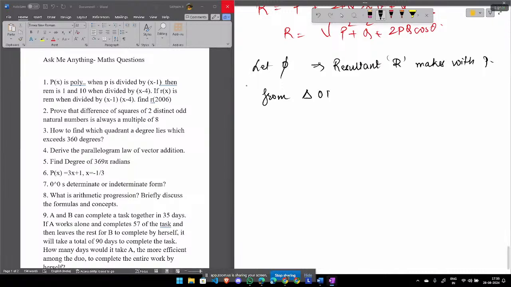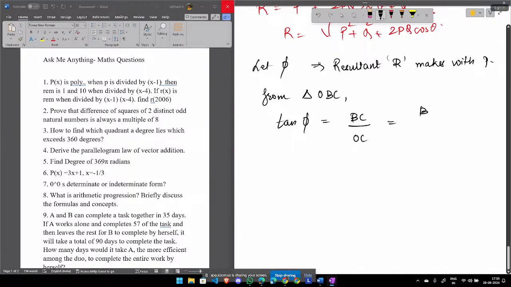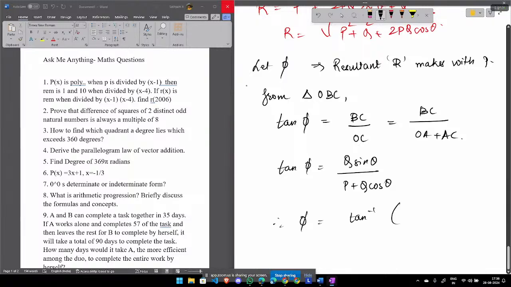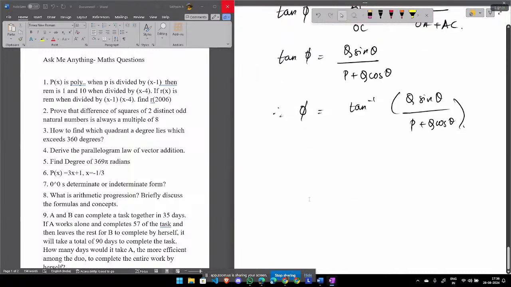From my triangle OBC, tan of phi is equal to BC upon OC, which is equal to BC upon OA plus AC, right? Or I can see that tan phi is Q sin theta upon P plus Q cos theta. Or I can say that my phi angle is tan inverse of Q sin theta upon P plus Q cos theta. So phi tells me the direction of my resultant.